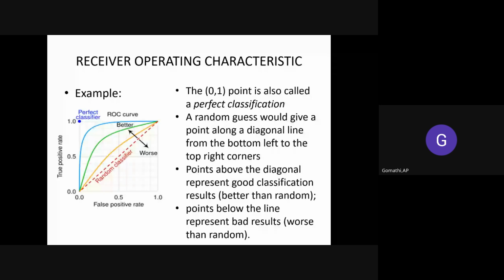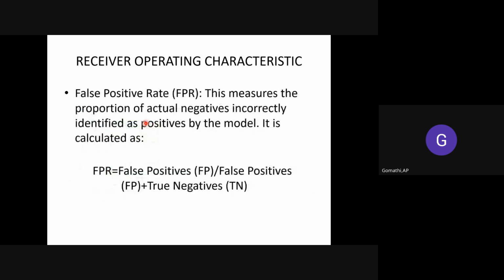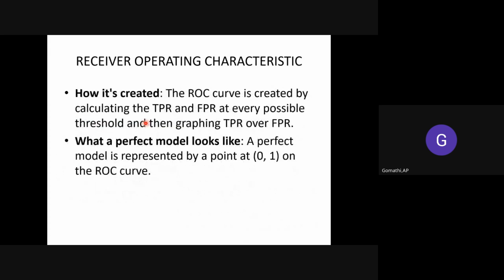So we can draw the diagonal from 0,0 to 1,1, which we consider as no discriminative power, that is random guessing. Here the red line shows the random classifier, and the value 1.0 will be called the perfect classifier. We should note that a perfect ROC model is represented by the point at 0,1 on the ROC curve. That will be called the perfect classifier.